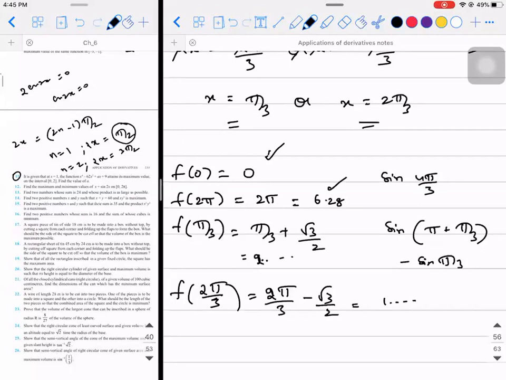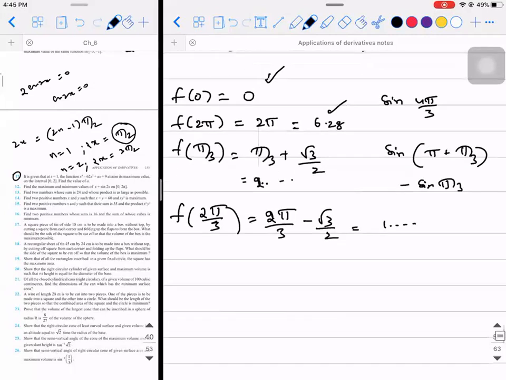So what is the least value? Are they asking for values or the points? Anyone with the textbook, please verify. The least value is 0 and the greatest value is 2 pi. Yeah, that's right. The only reason being it is a closed interval. So with this, all the function problems are over.